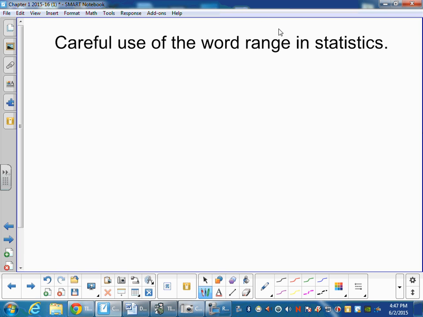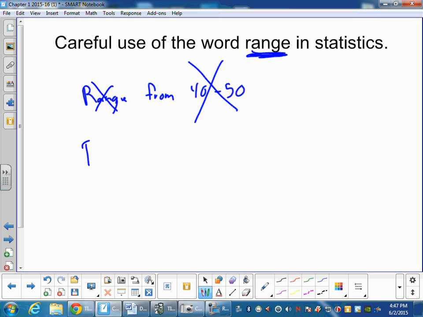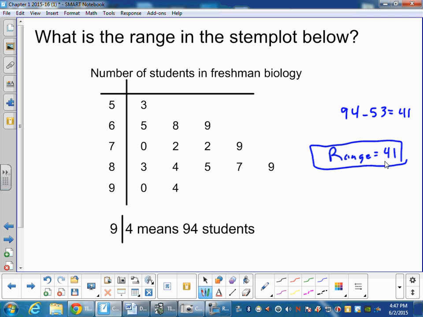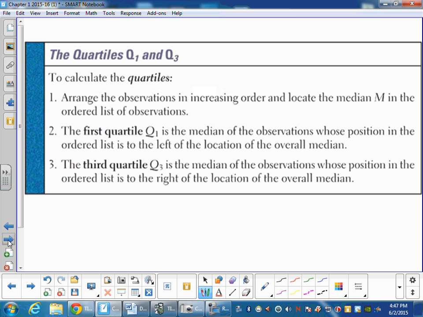Now, be very careful with your use of the word range in statistics. If you say the range goes from 40 to 50, that's not a correct method of using the word range in this class. Range specifically is a number. So in that one case, our range was 41. The range refers to a number, not a span of numbers. So outside of statistics class, you can use it like that, but not in our statistics class.